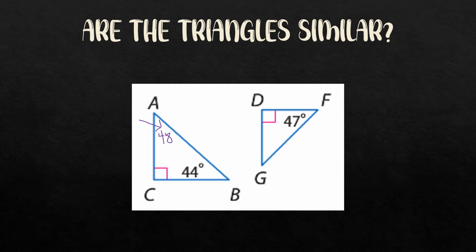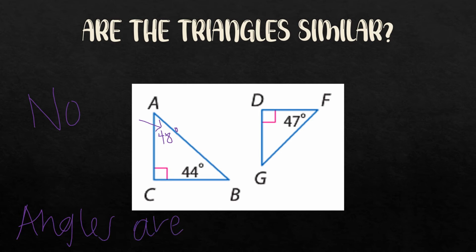The fact that that's 48 degrees and not 47 should tell you that these are not going to be congruent. The angles are not going to be congruent, so the triangles are not similar. So no, and your reason would be angles are not congruent. You do not even need to find angle G, but you can by doing 180 minus 90 minus 47, and you're going to get 43 degrees. So clearly those angles are completely different, so these are not going to be similar.